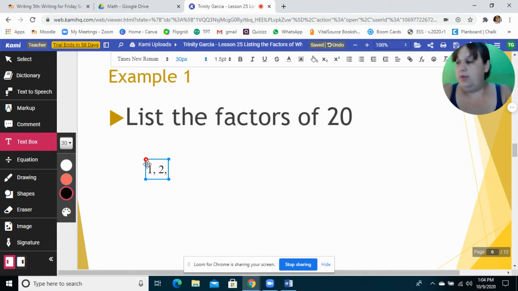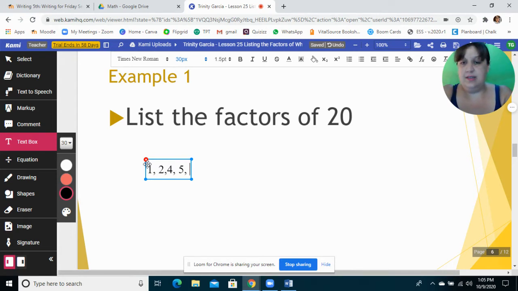Good. How about 3? Can 3 go in? Not 3, no. How about 4? Yep, 4 can go in with no remainder. How about 5? Yep, because 5 times 4 is 20 and there's no remainder, right? How about 6? No, because 6 times 3 is 18 and we couldn't get it in there anymore, so there would be a remainder of 2.